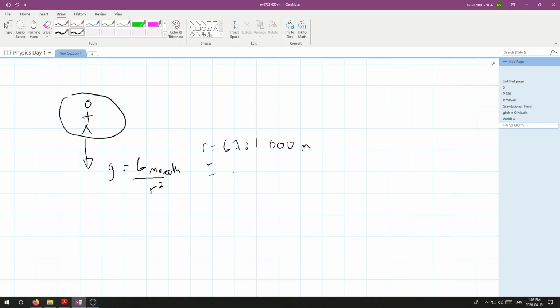Constant 39 is my G, times 5.98 to the exponent 24, divided by that radius squared, 6721000 squared. It equals, there is a force on him. It's a little bit smaller than 9.8. It's 8.83 meters per second squared. But that force is still there, right? And so that's the acceleration on him. And I also got to put his mass on here. So that's good.